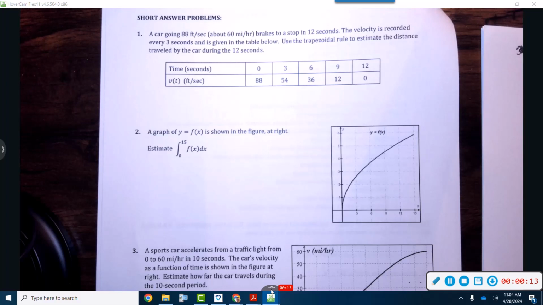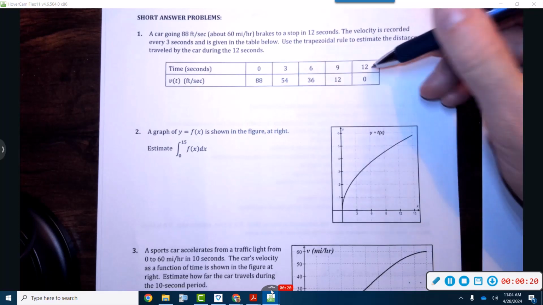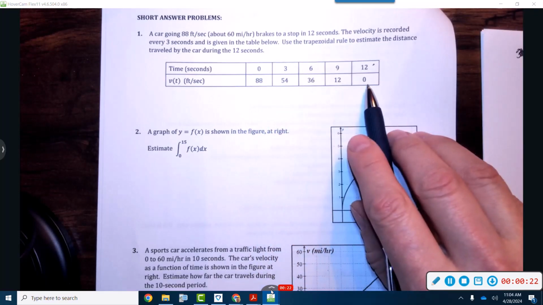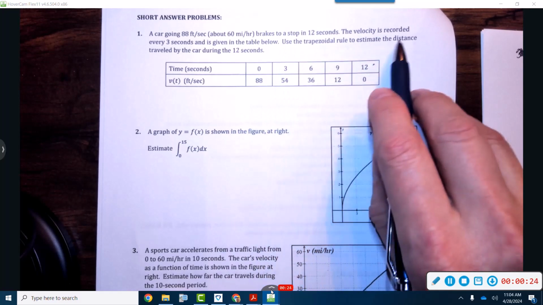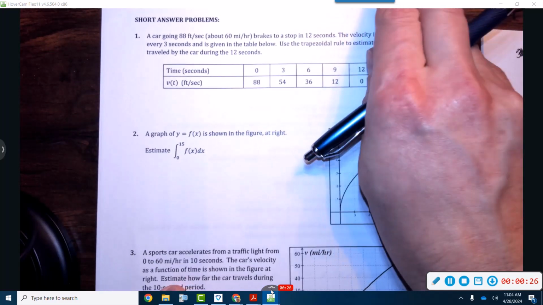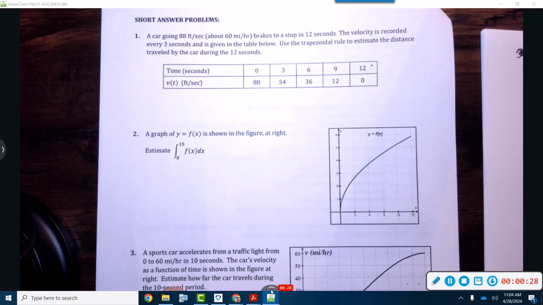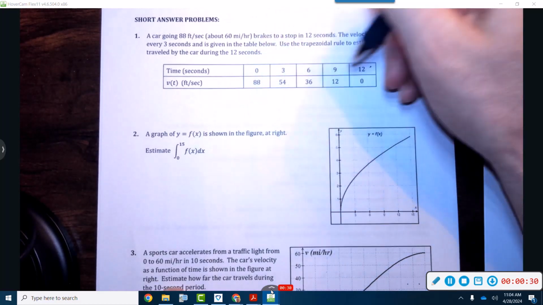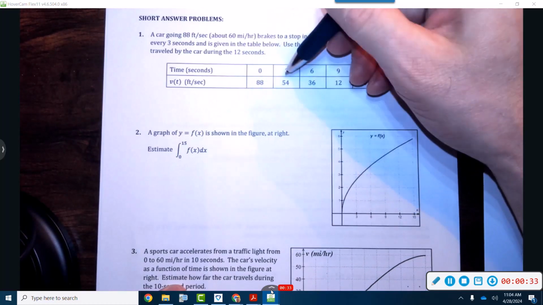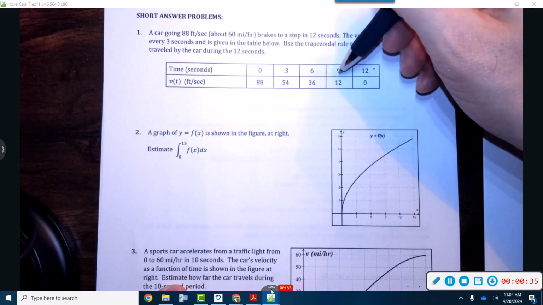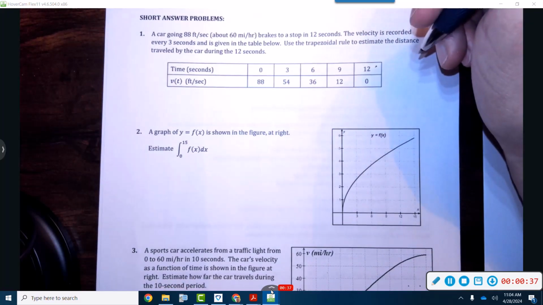A car going 88 feet per second, which is about 60 miles per hour, brakes to stop in 12 seconds. The velocity is recorded every 3 seconds, and we're going to use the trapezoid rule to estimate the distance traveled by the car during that 12 seconds. So we've got a whole bunch of trapezoids here: 1, 2, 3, 4. Four different trapezoids.